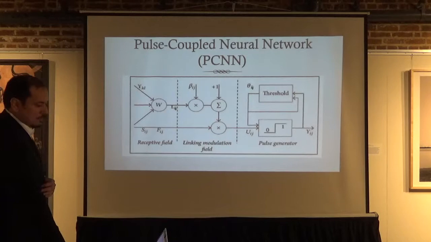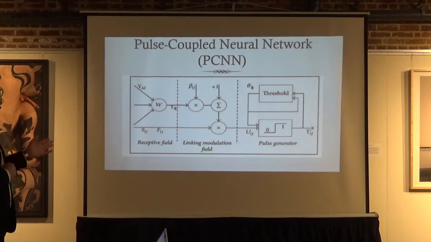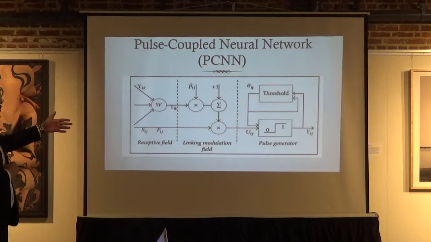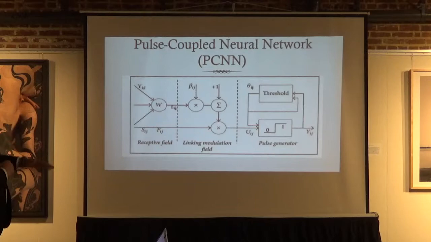So the pulse coupled neural network is typically divided into three stages. The first one is called the receptive field, the second one is the linking modulation field, and the third one is the pulse generator. So the signal is first divided into two signals. The F, which is the feeding, is just the pixels based on their arrangement in the image. And the linking is just they enter the network based on the linkage between the pixels.